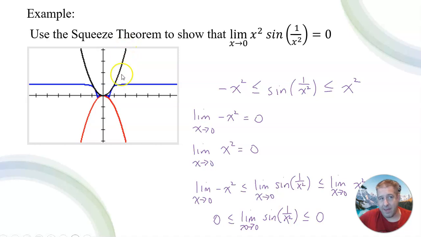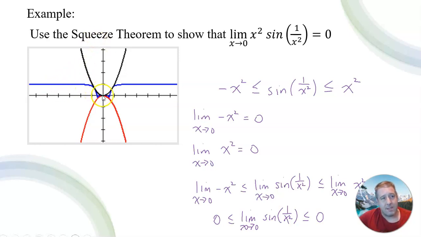So we have the black x squared, the red is negative x squared, and then the blue function happens to be sine of 1 over x squared. What's important about this, and the reason why this meets the sandwich theorem, is that the blue function is always, no matter what x value you choose, in between the heights of the red and the black function. So it's being squeezed down into a singular point.